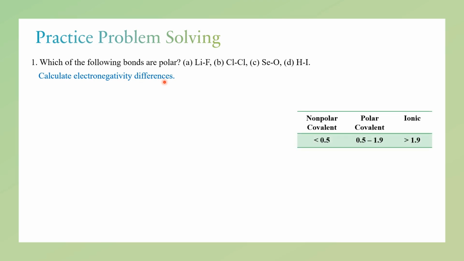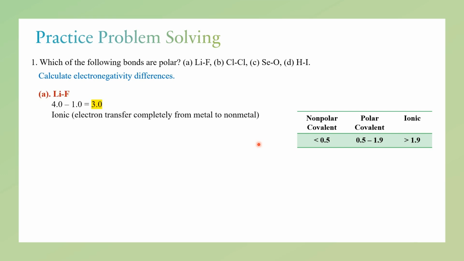This is the criteria. If the bond is non-polar covalent, the difference should be less than 0.5. If the bond is polar covalent, the difference should be between 0.5 and 1.9. Ionic is greater than 1.9. So let's apply one by one.